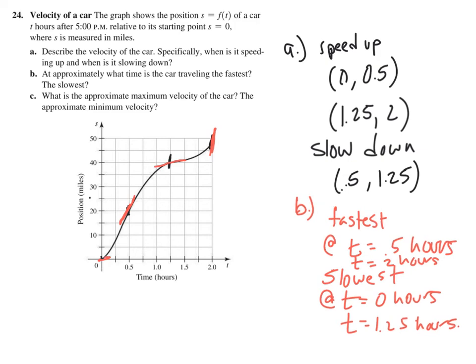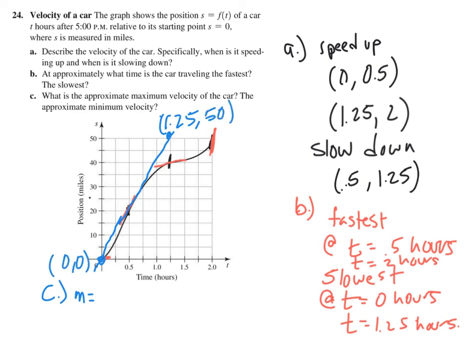So what I'm going to do on part C is draw a tangent line here and try and see if I can get some points from that tangent line. What I notice here is that I've got a point here and a point here. And so I'm going to calculate the slope of that line. So that's the point 1.25, and that's 50. And this is the point 0, 0.